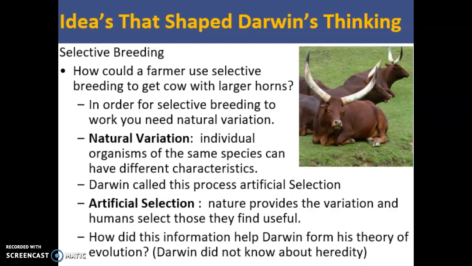So how did Darwin find this information helpful in developing his theory of evolution? What he realized was that A, there is natural variation among populations, and that's needed for evolution. And B, some traits can be passed on from parents to offspring. Right? It seems obvious to us, but remember, Darwin had no clue about genetics or heredity or anything like that.